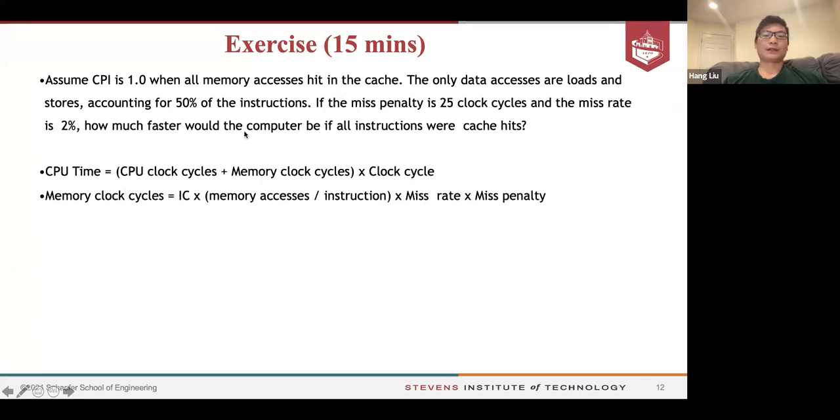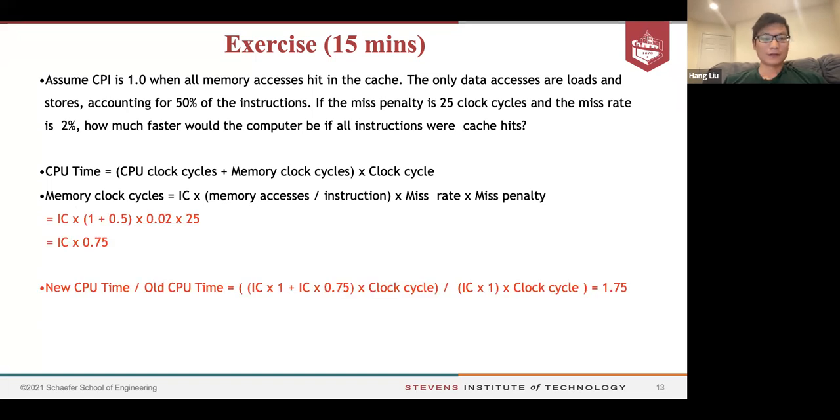Please use 15 minutes to solve this problem. The two equations you need to use are CPU time and memory clock cycles. Pause the video for 15 minutes, solve it, and then look into the answer, okay? Thank you.